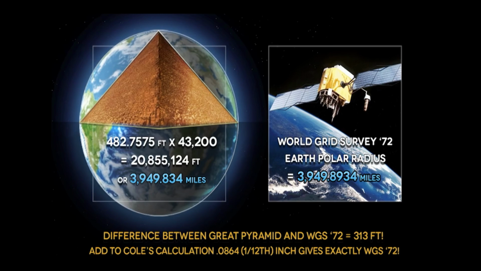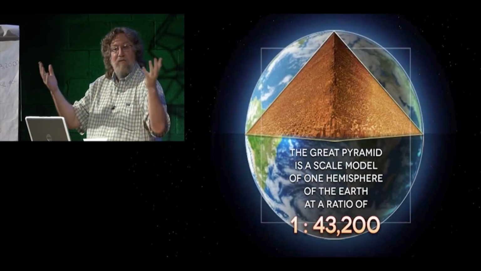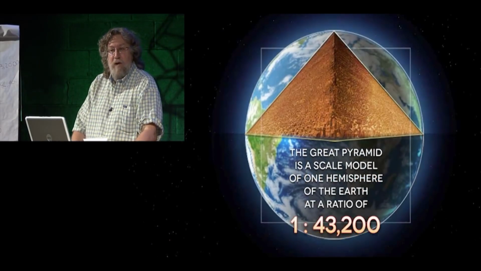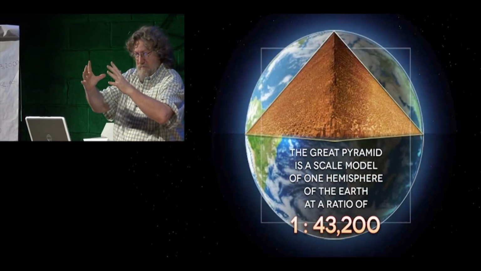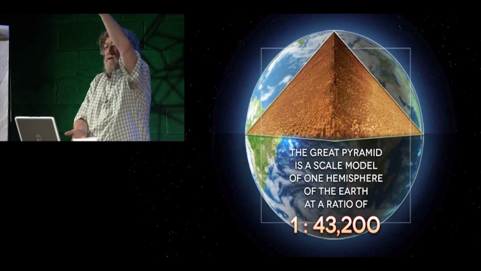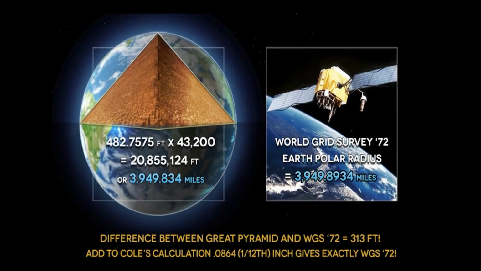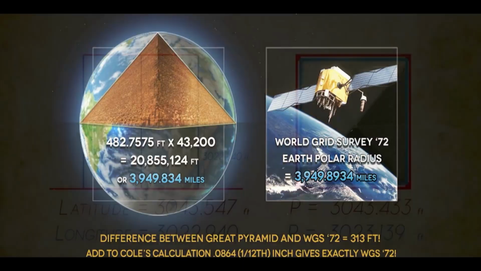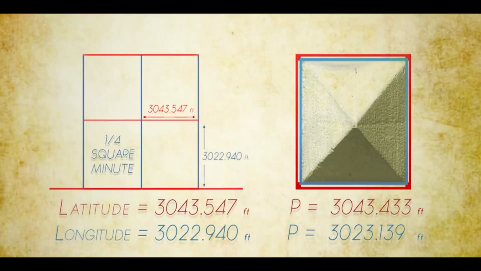So we have essentially the pyramid being a scale model of the Earth, the northern hemisphere, at a scale of 43,200 to 1. If we take the pyramid, enlarge it by 43,200, its height, including the socle, now becomes the polar radius of the Earth within 300 feet of our satellite surveys. And the two measures of the base are exactly the difference between the east-west and the north-south measure at a square minute at the equator.